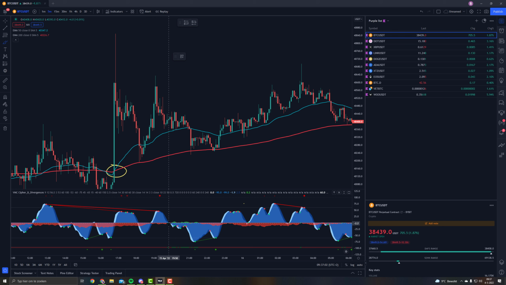When you have 2 confirmations, like you can have 3 confirmations in total from the Vumanchu, that's gonna be a divergence, that's gonna be just a green dot underneath it, and the money flow index should be green for a long position. So what I see here is 2 confirmations. I have a divergence and I have a green dot, and the price on the price chart is underneath the 50 EMA.